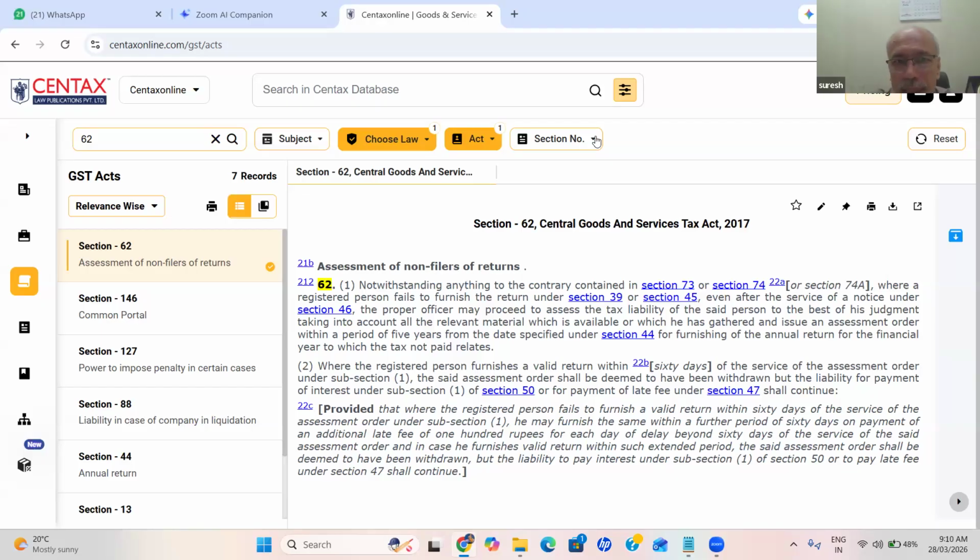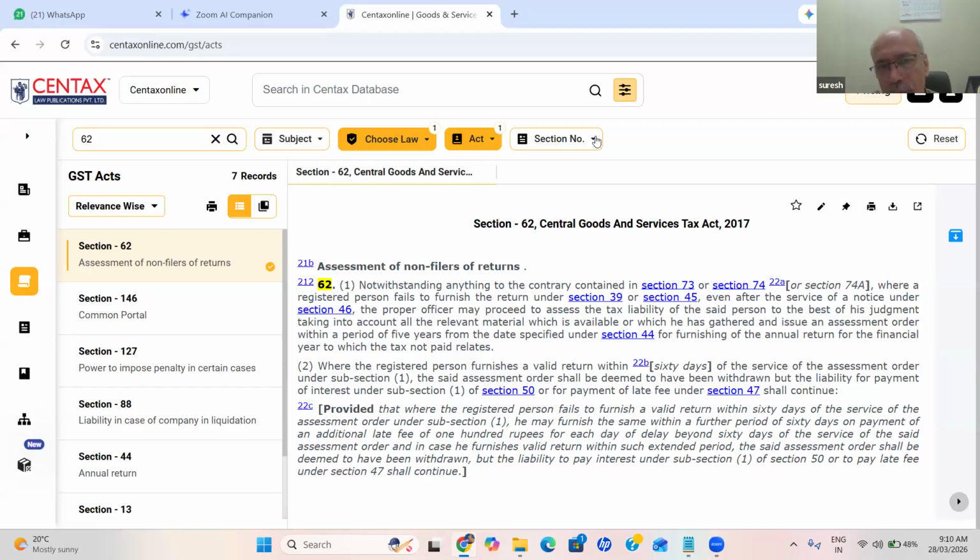But here in section 62, as I read it further, we will find something unique. It is the only section where a statute provides that principles of natural justice need not be followed. I think this must be the only case in GST, if RPG agree with me, where the proper officer is not bound to follow the principles of natural justice.